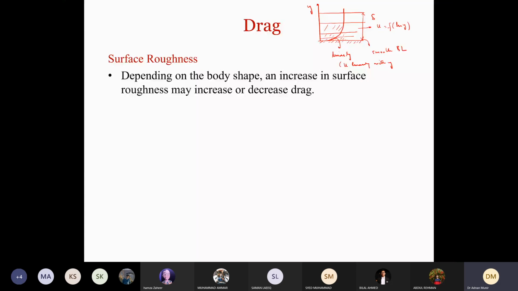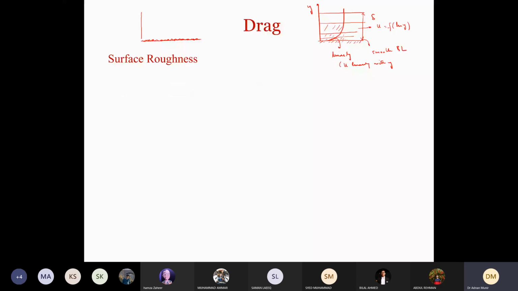Now, when the boundary of this flat plate becomes rough, how can we make it rough? We can sprinkle sand particles on top of this surface. When we sprinkle sand on top of this surface, those sand particles add roughness to the surface. Now, in that case, the boundary layer on top of this will be different from this smooth boundary layer, right?